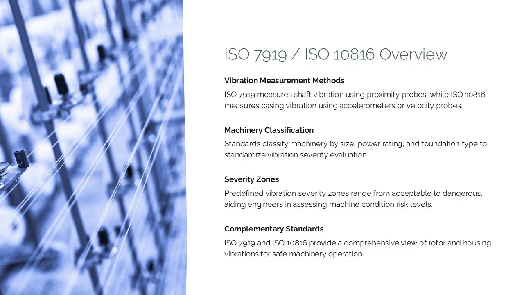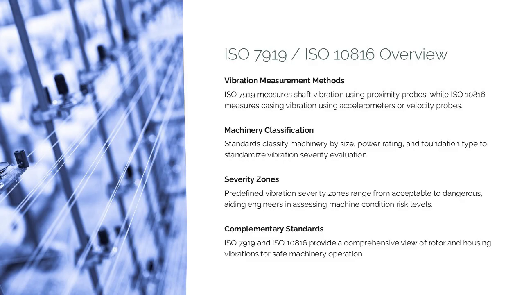ISO 7919 and ISO 10816 define criteria for vibration severity evaluation in rotating machinery. ISO 7919 focuses on shaft vibration measurements, generally using proximity probes to measure relative motion. ISO 10816 evaluates casing vibration using accelerometers or velocity probes. These standards categorize machinery into classes based on size, power rating, and foundation type.